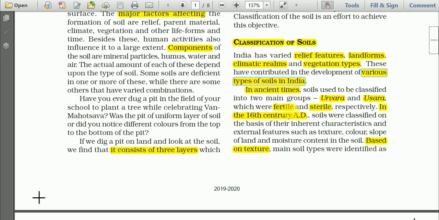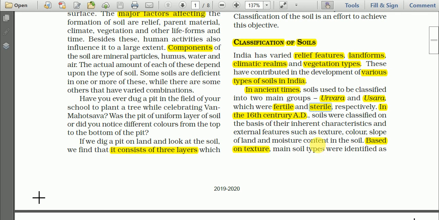In ancient times, soils used to be classified into two main groups, Urvara and Usara. In ancient India, soils were classified into two main groups. The first one is known as Urvara, the second one is known as Usara. Urvara means fertile soil, and Usara means sterile, that is not fertile.